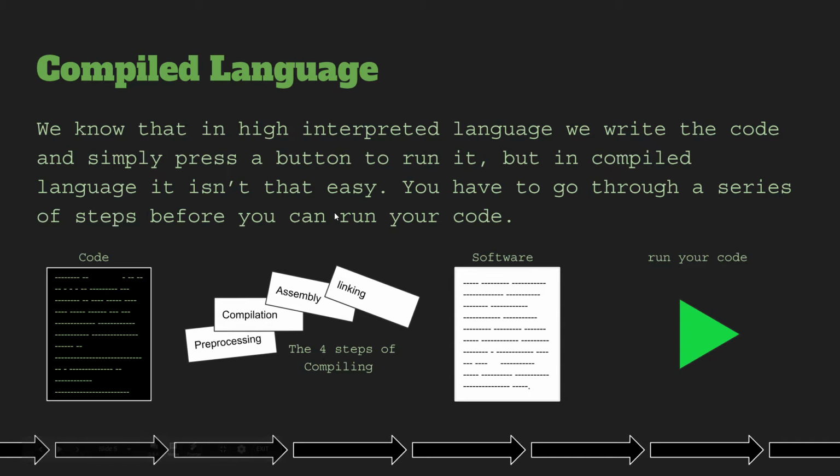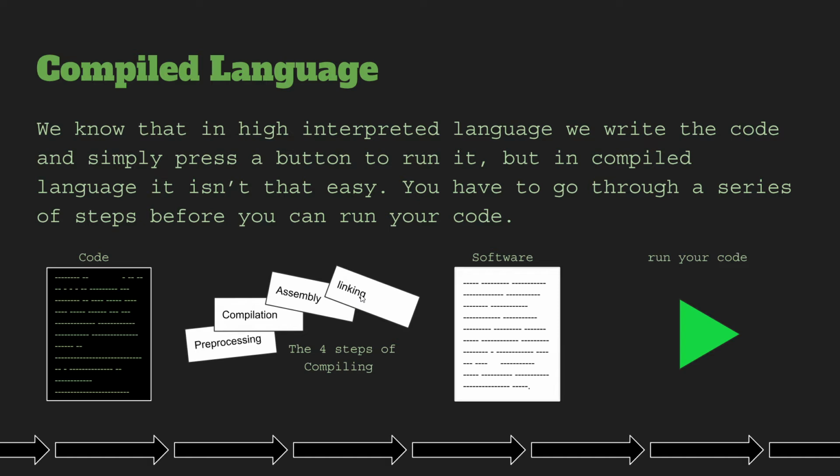What's a compiled language? We know that in a high-level interpreted language, we write the code and simply press a button to run it. But in a compiled language, it isn't that easy. You have to go through a series of steps before you can run your code. The first step is the same. You write your code. The second step is different. Instead of pressing a button to run your code, you have to go through the phases of compiling. The phases of compiling are pre-processing, compilation, assembly, and linking.